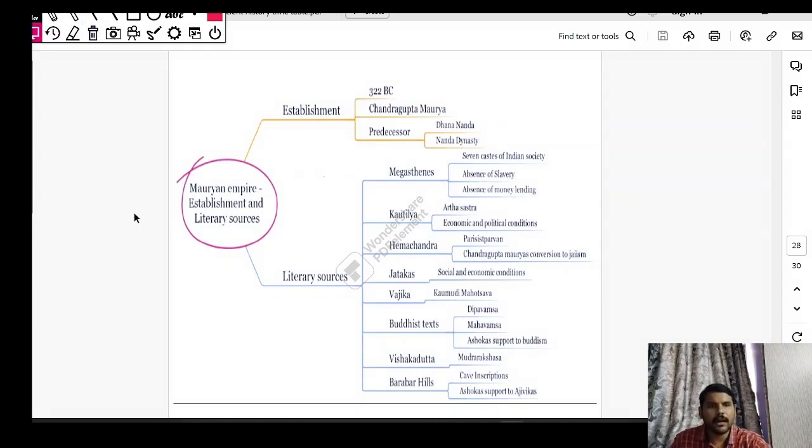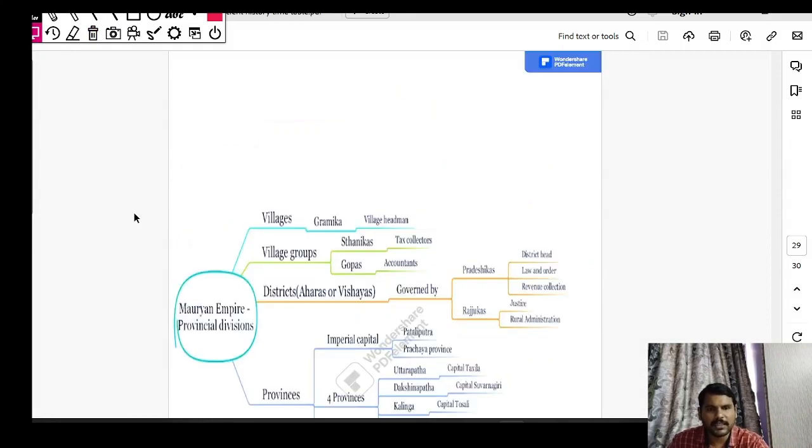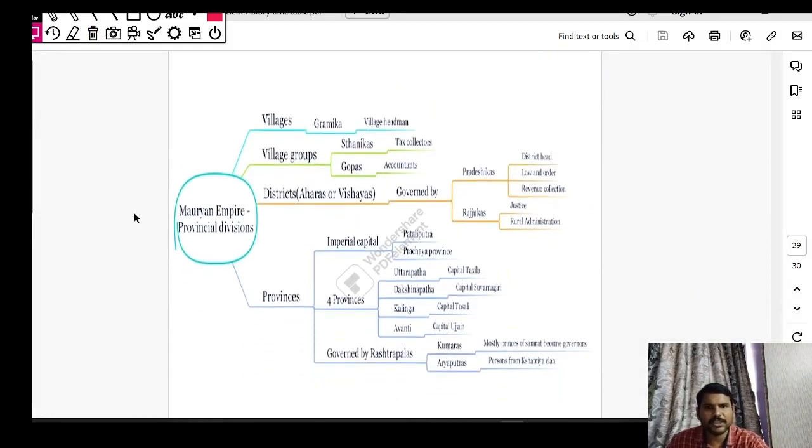If you can, after reading the chapter, go through this map, you will be able to understand better. And if you look at the administration, we have already seen villages: Gramika, village headmen, village groups, Stanikas, Gopas. We've also seen Pradeshikas, Rajukas, and many Mahamatyas, Amatyas, Tirthas, Adhyakshas. All those things you have to remember.